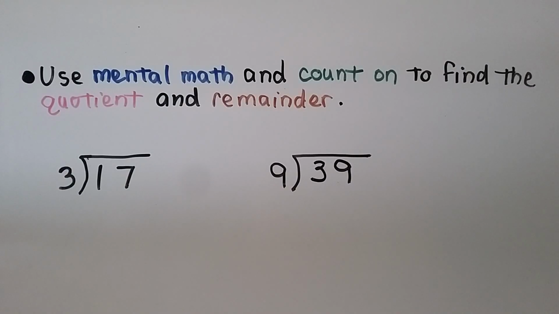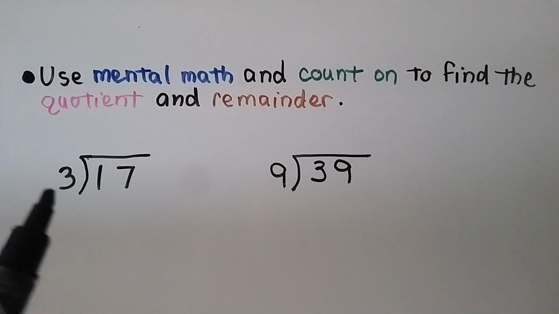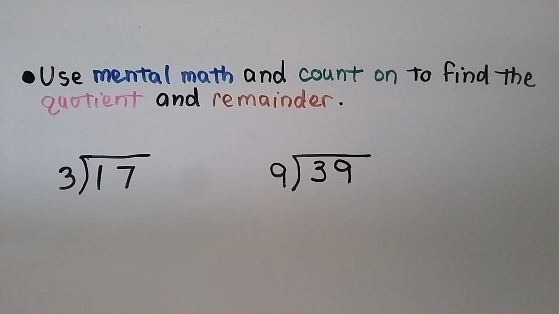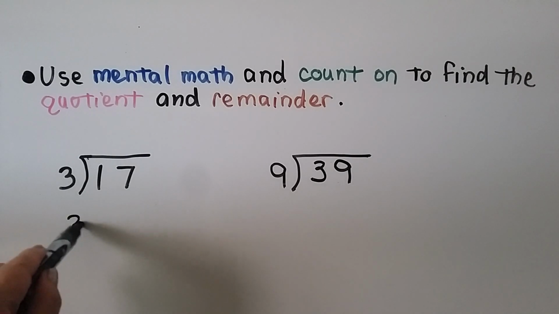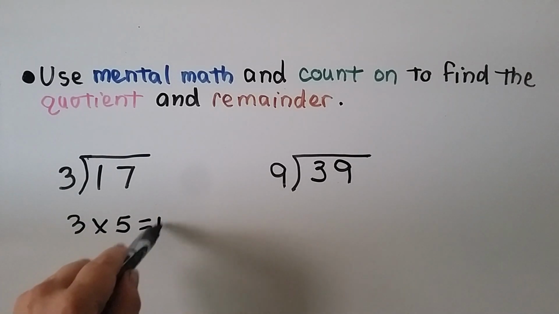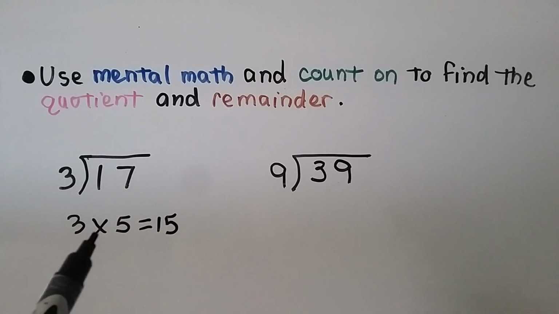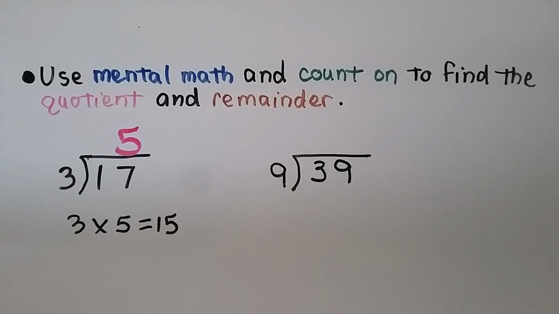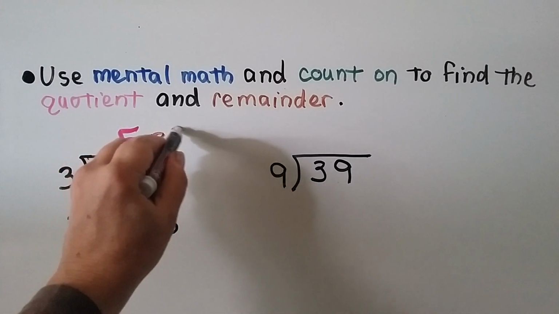We need to use mental math and counting on to find the quotient and remainder. Here we have 17 divided by 3. We need to find how many times the 3 will fit into the 17. Using mental math, we think, well, 3 times 5 is 15. And we can't fit another 3 into here, because then it would be 18, right? So we have 3 times 5 is equal to 15. And we've got 16, 17. We've got 2 left over, so it's 5 remainder 2.